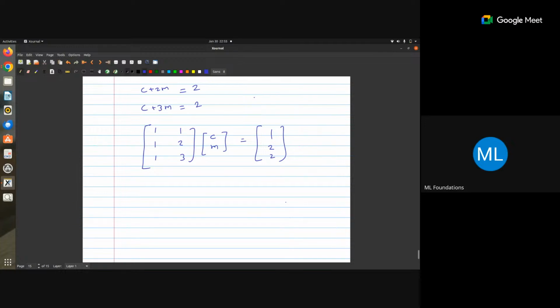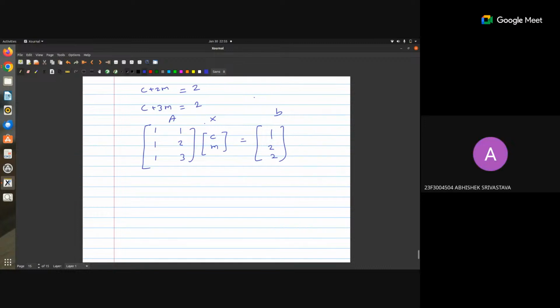Is it solvable or not? Can you tell me whether this solution exists here? Can we find the values of c and m such that this will be true? That means this b should be in the column space of A. Is it possible? Not possible, right? You have only 2 variables and 3 equations. So why is it not possible?